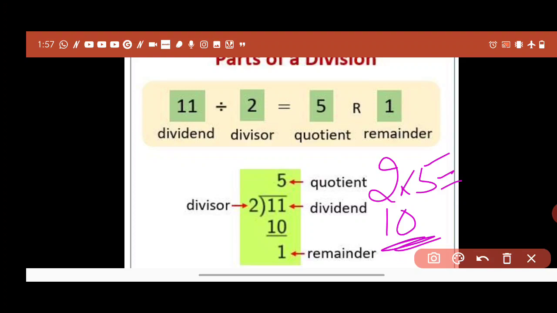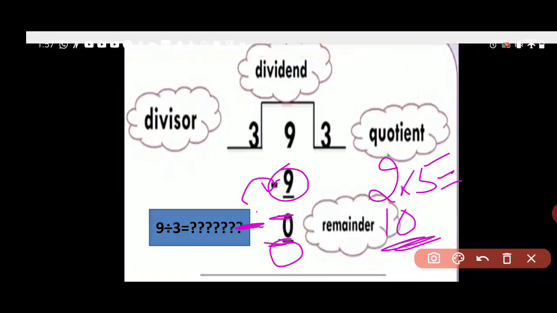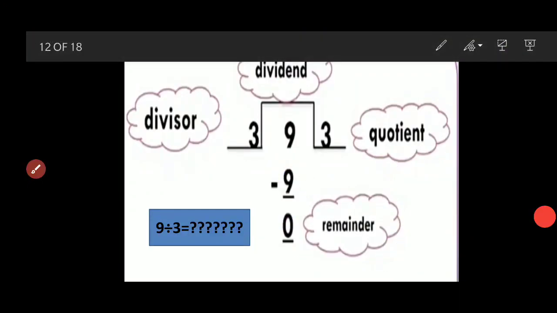So by how much? 2 fives are 10. So we will write 2, 5 above and 10 below. We will subtract 11 minus 10 and we saw the remainder is 1. So you will write 11 as dividend, 2 as divisor, 5 as quotient and the leftover is the remainder.